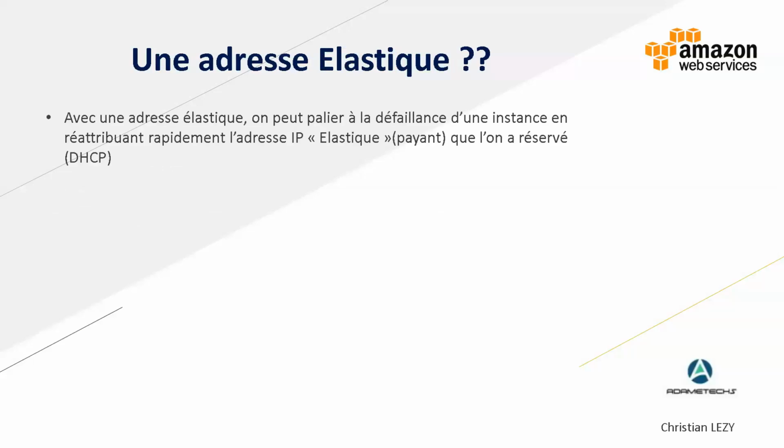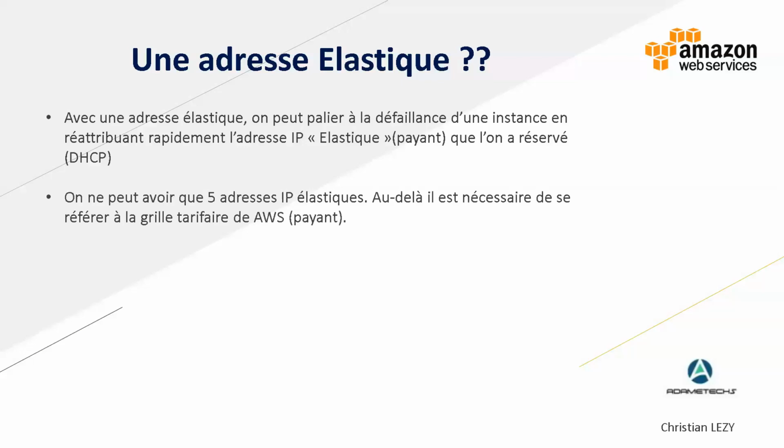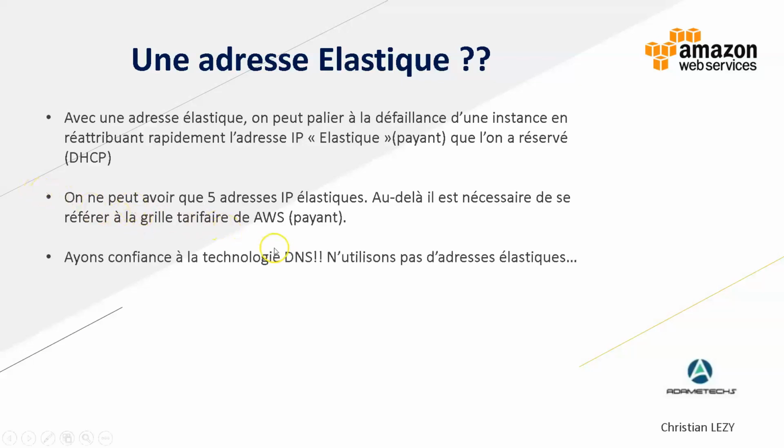And therefore, with an elastic IP address, we can compensate for the failure of an instance by quickly relocating the IP address that we have reserved. You can only have 5 elastic IP addresses at once. Beyond that, it is necessary to look at the AWS price list.